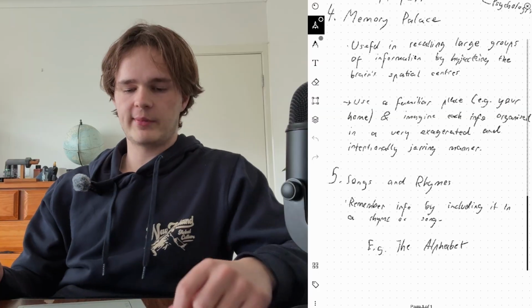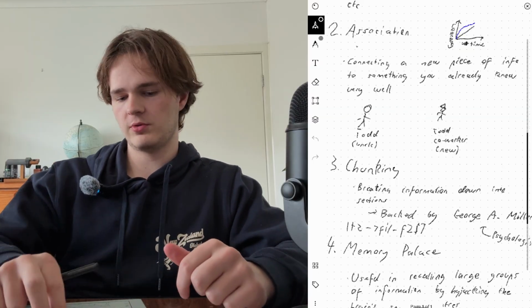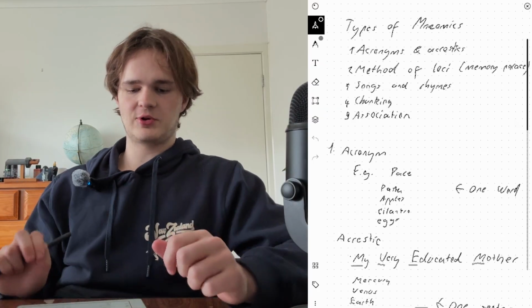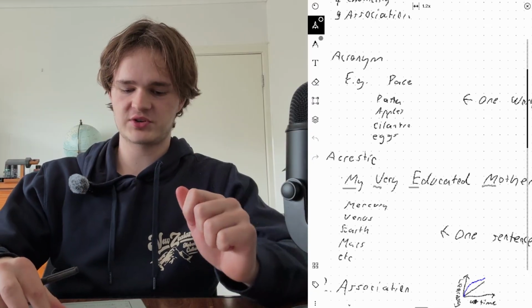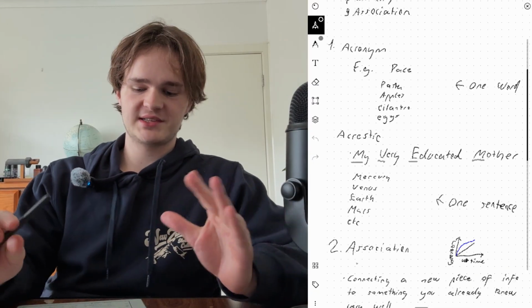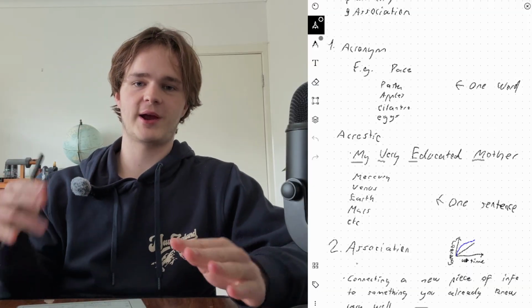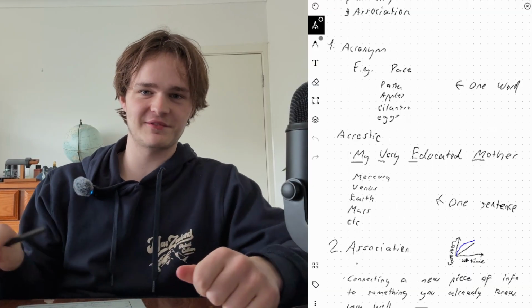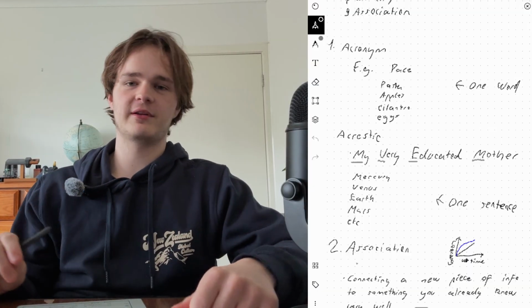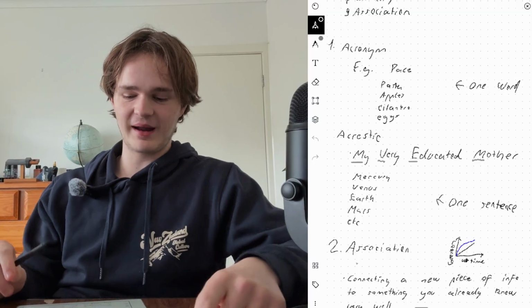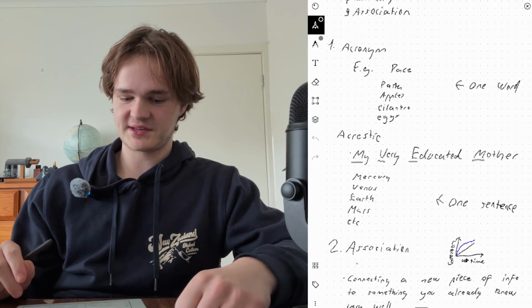Now, keyword mnemonics. I've compiled this massive list of all the different types of mnemonics, so I'll quickly brush through each. There are quite a few. Everyone knows what an acronym is. For example, PACE: pasta, apple, cilantro, eggs. If you're going to the grocery store with a list of things to remember, having an acronym can help you remember it easier, if you're not going to write it down, that is.